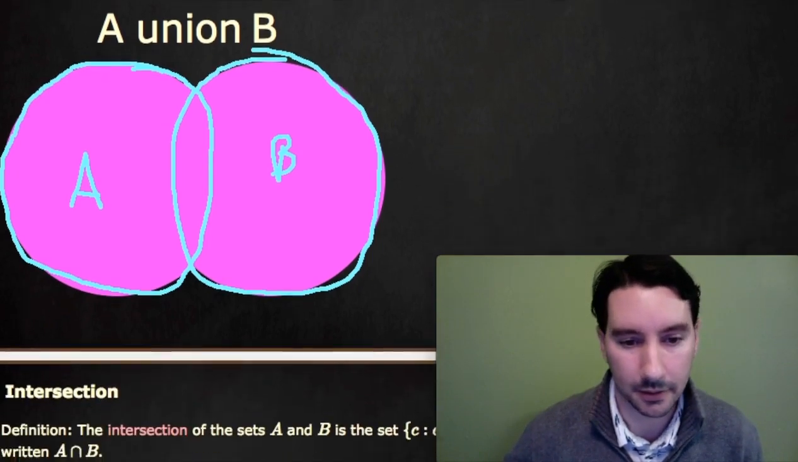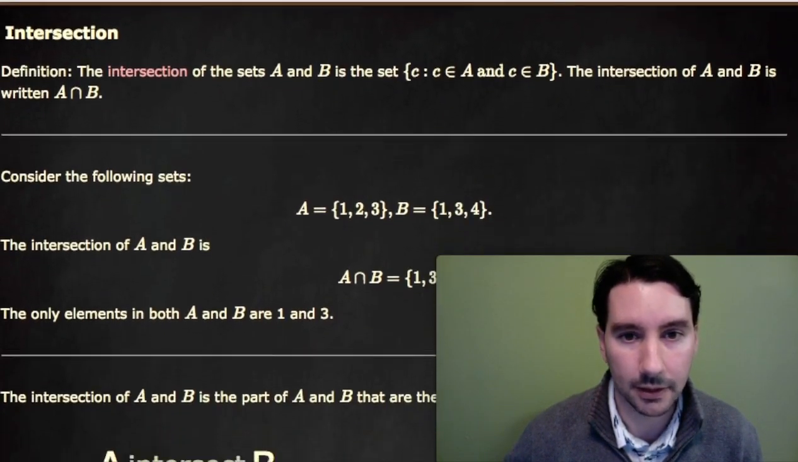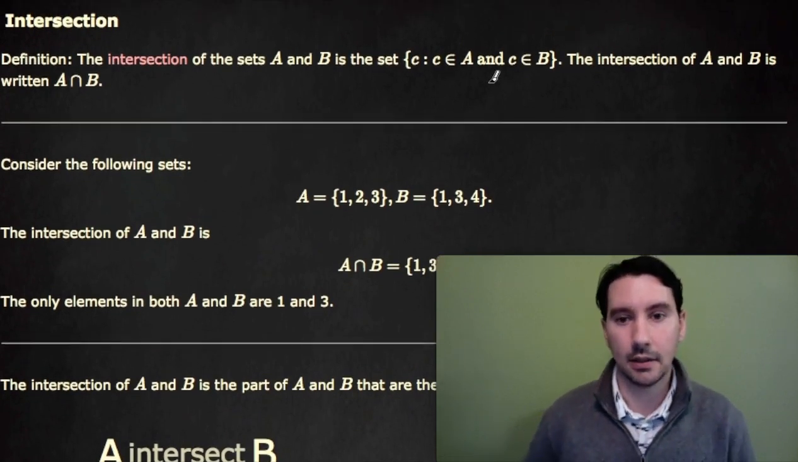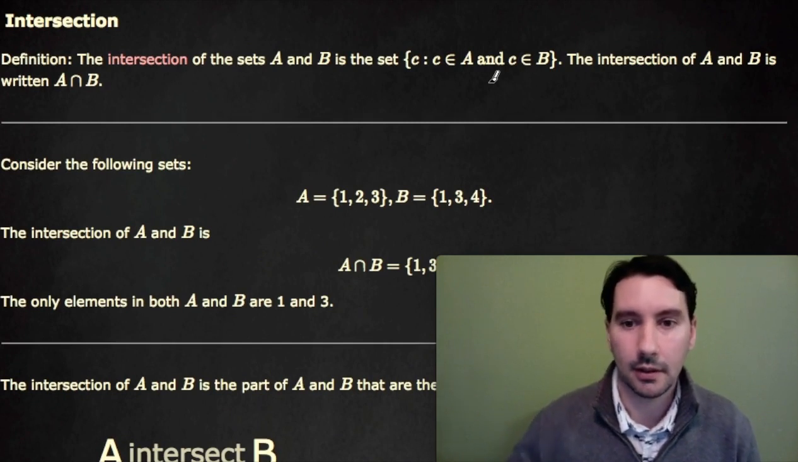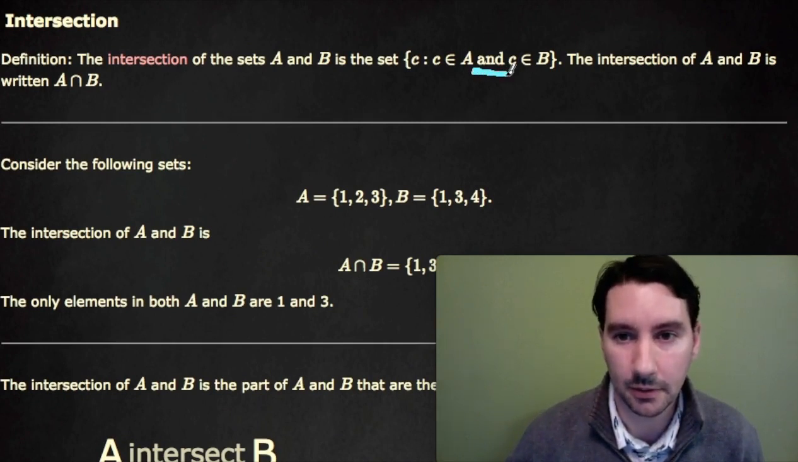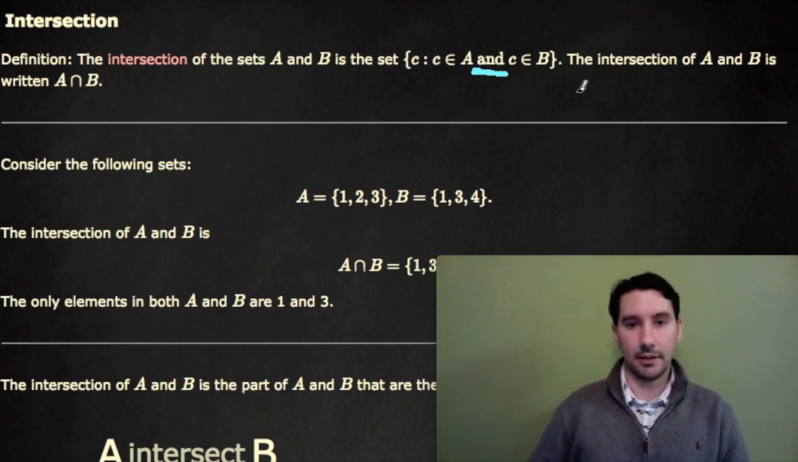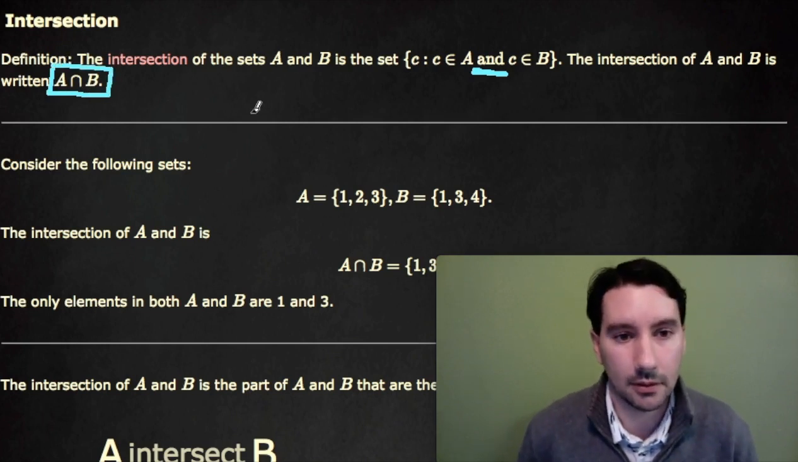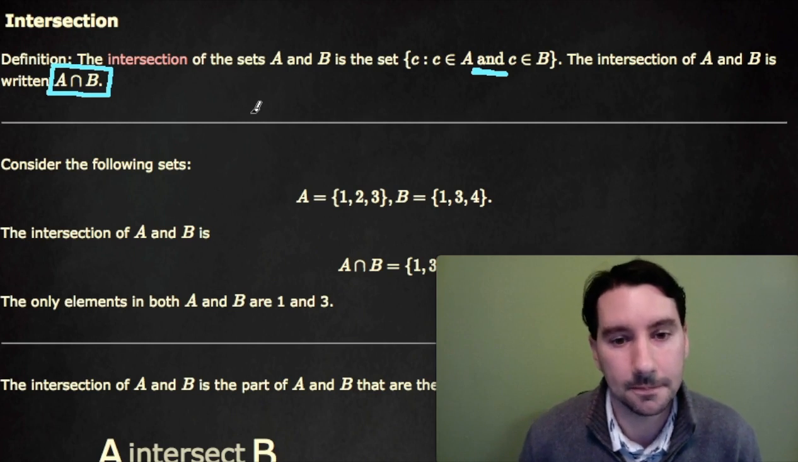Next, let's look at what intersection means. So the intersection of the sets A and B is the set of elements C such that C is in A and C is in B. So remember that in math, an and means both must be true. I've had students get confused and think that union means A and B because you're combining both. But it's an or because it could be one or the other or both, whereas and implies that both must be true. The intersection of A and B is written with a cap symbol, which looks like an N, sort of. So for this one, you can remember that an N means intersection.